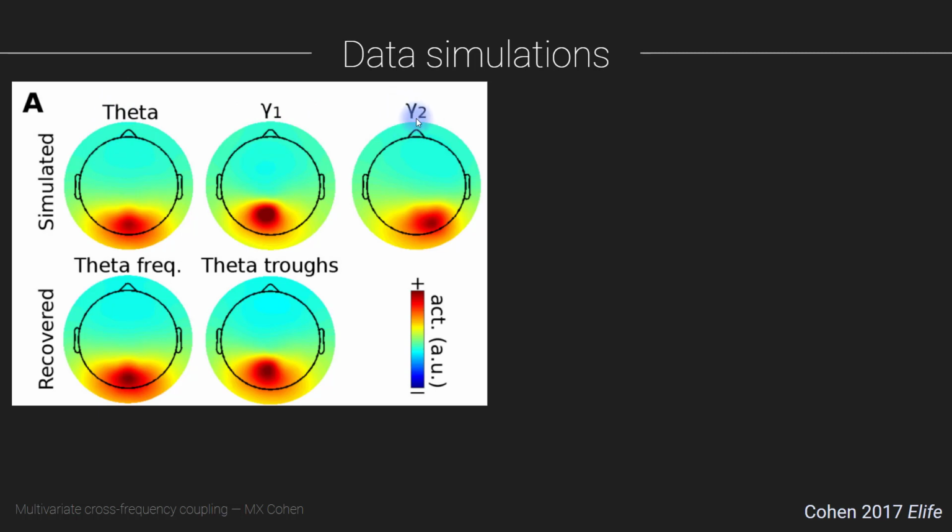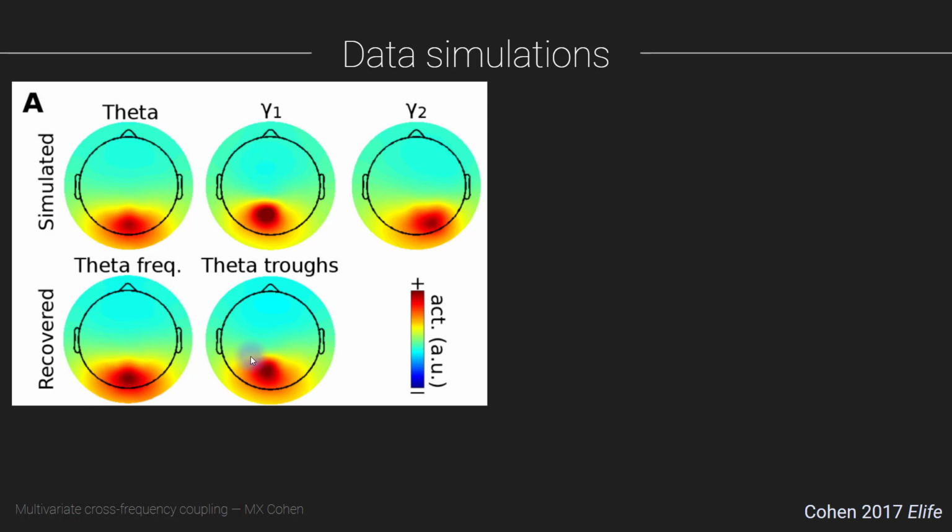And the gamma 2 dipole was just kind of going on its own. It was exhibiting gamma oscillations, but totally independent of theta. So I simulated cross-frequency coupling between theta and gamma 1 and no cross-frequency coupling between theta and gamma 2. So this is the simulated data.